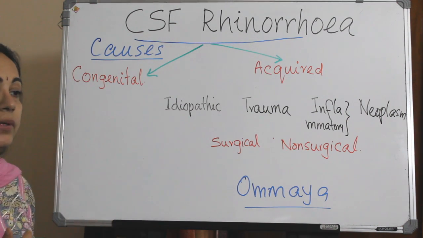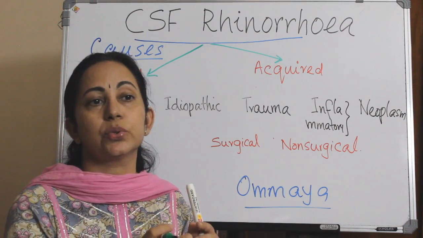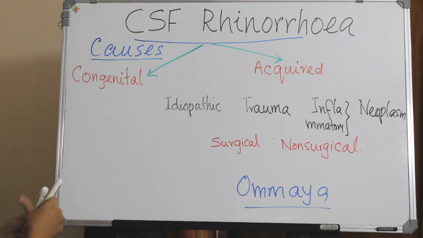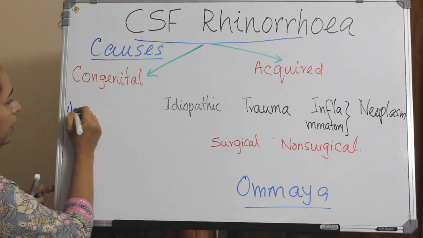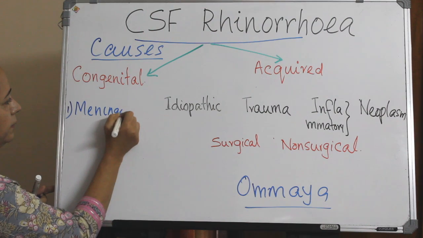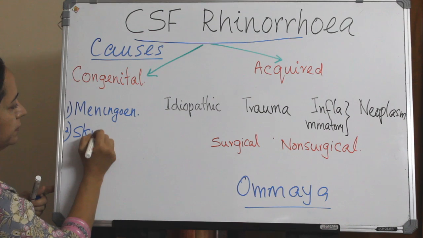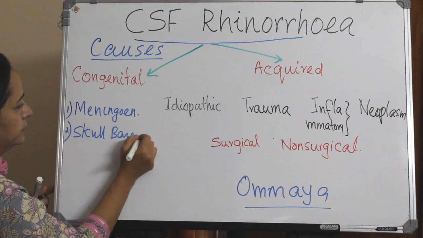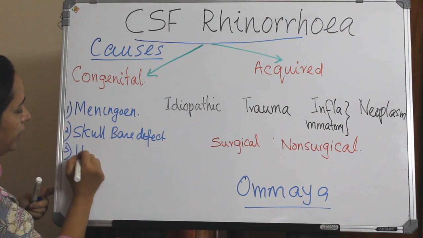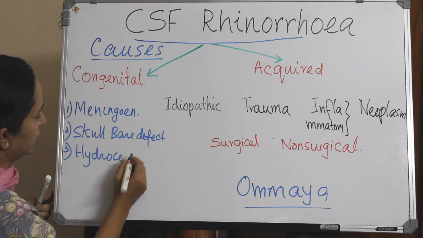Under congenital we have meningocele, meningoencephalocele, congenital skull base defect and also congenital hydrocephalus. So basically it can be an encephalocele or a meningoencephalocele, a congenital skull base defect, or it can be congenital hydrocephalus, in which there is raised ICP causing a CSF rhinorrhea.